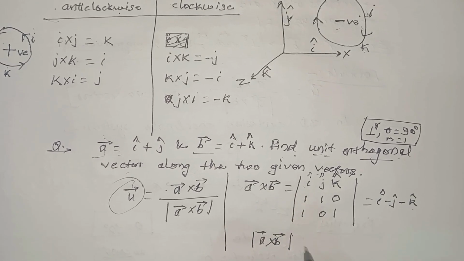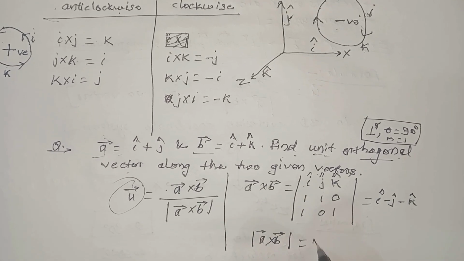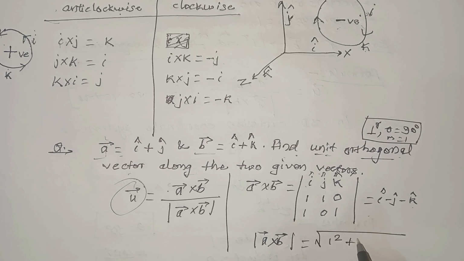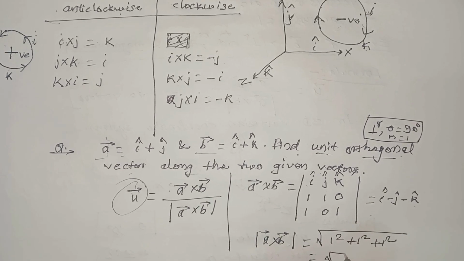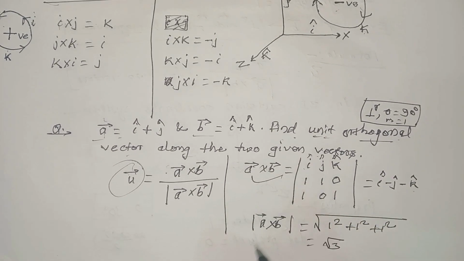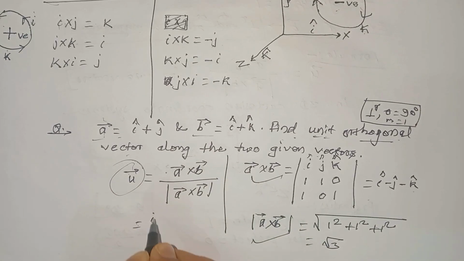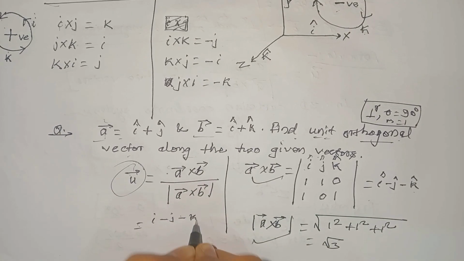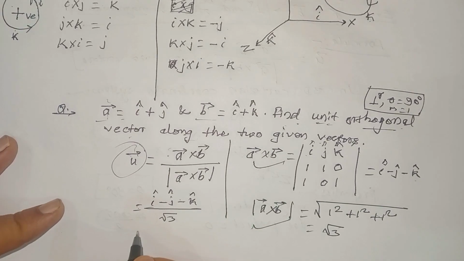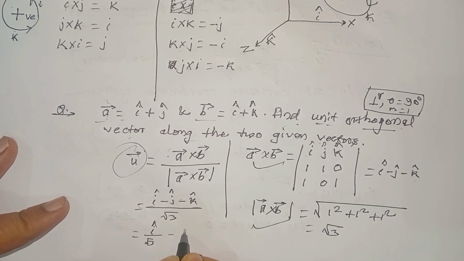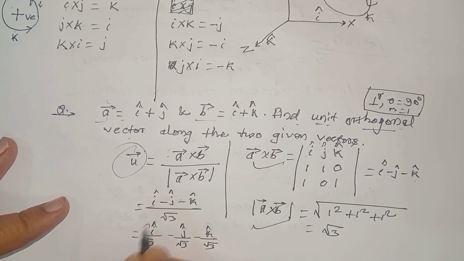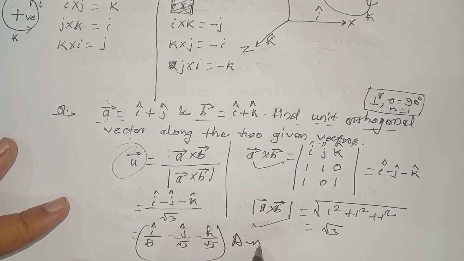So the magnitude of a cross b will be what? The magnitude we find this way, it equals root 3. Now we have both terms, just put them here. After putting we get i minus j minus k by root 3. Expanding it: i cap by root 3 minus j cap by root 3 minus k cap by root 3. This is the desired vector answer.